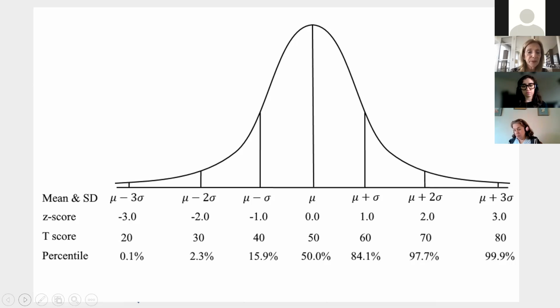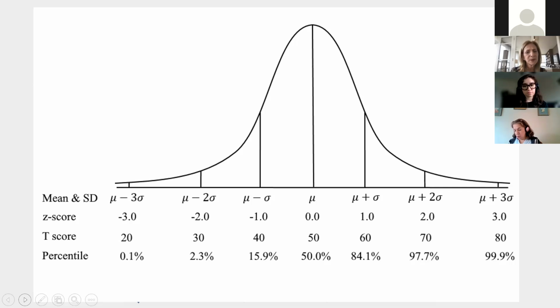And usually for percentiles, we are looking at a normal range between 16% and 84%. So that's the plus and minus 1 standard deviation. And then as we get further out from the mean, we start to have indices of more strength or weakness.